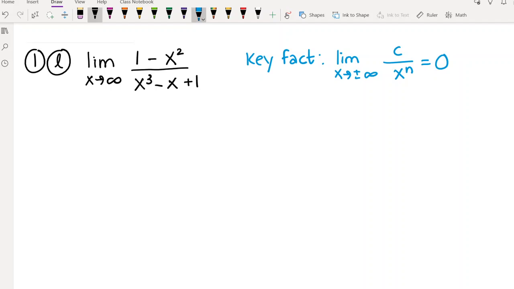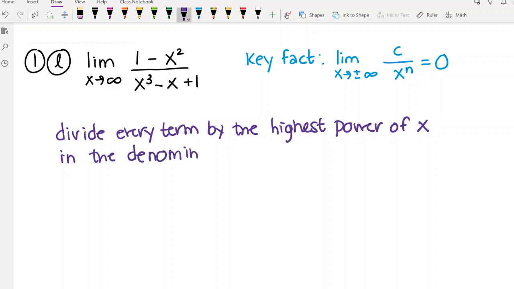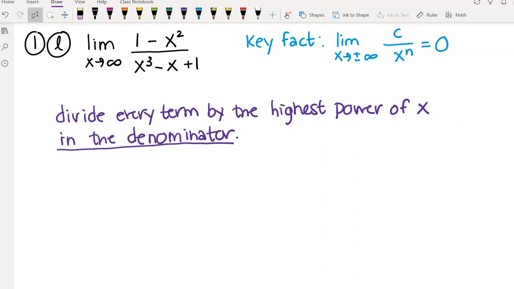So how do we do that? We go through and we divide every term by the highest power of x. And specifically, not just the highest power of x in the whole thing, specifically the highest power of x that appears in the denominator. So in this case, the highest power of x is in the denominator anyway, so it doesn't really matter. But in the next example, we'll see that it would actually mess you up if you didn't divide by the highest power of x in the denominator. So in this case, our highest power of x is x cubed.